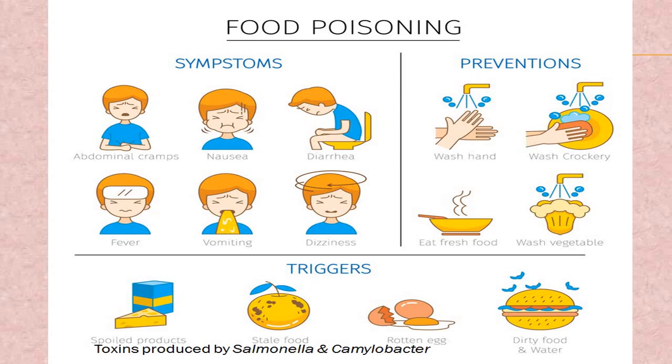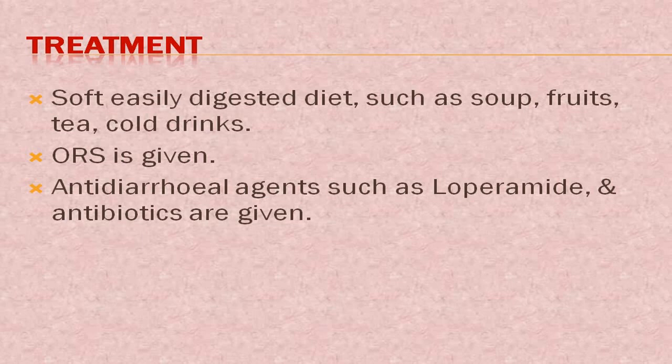Rotten or spoiled food, stale food, rotten eggs, and contaminated food can cause food poisoning, as all these foods may contain toxins produced by Salmonella and Campylobacter. Its treatment is by taking a soft, easily digested diet such as soup, fruits, tea, and cold drinks. Usually in case of dehydration, ORS is given. Antidiarrheal agents such as loperamide and antibiotics are also given.